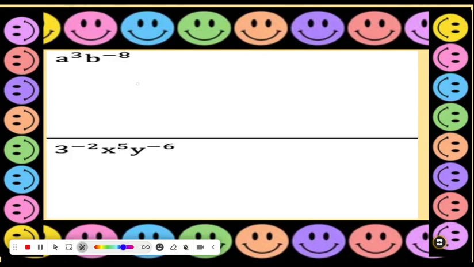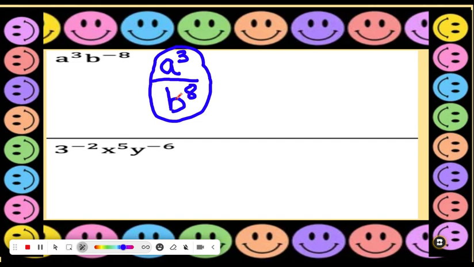Okay, a to the third, b to the negative 8th. So I know I need a fraction, and b to the 8th is going to go on the bottom. Because a to the third is a positive exponent, it stays in the numerator. That's your answer. Done. So any negative exponents get moved to the bottom.